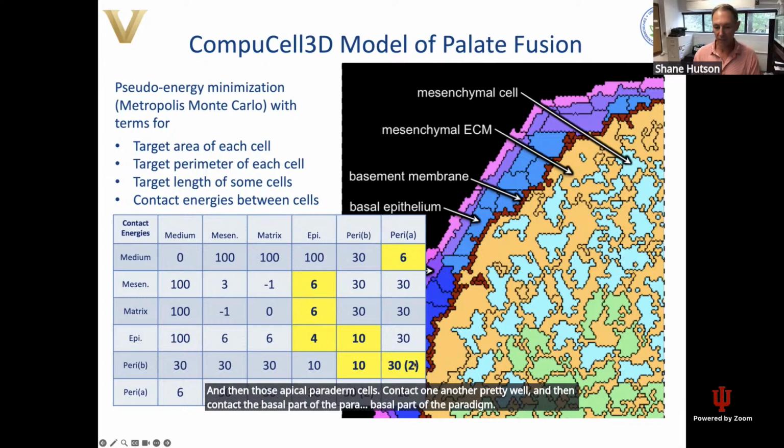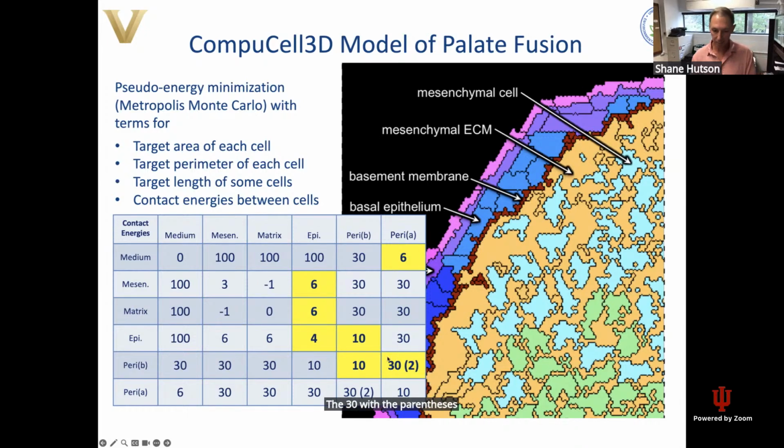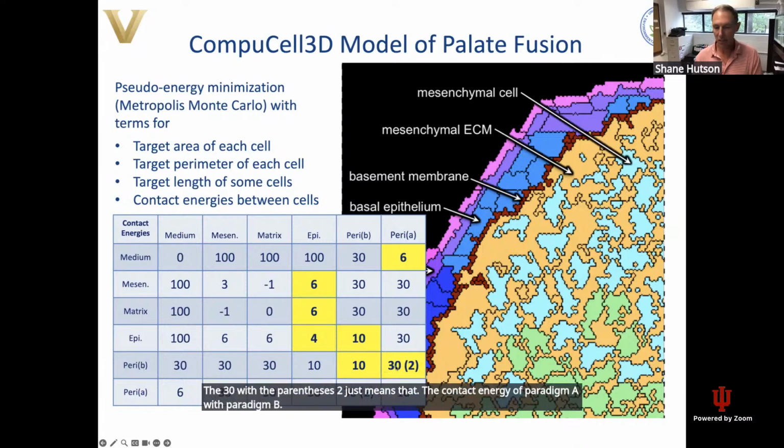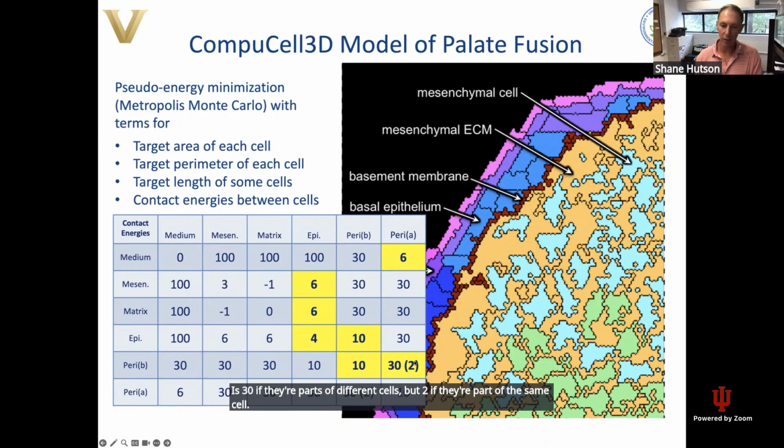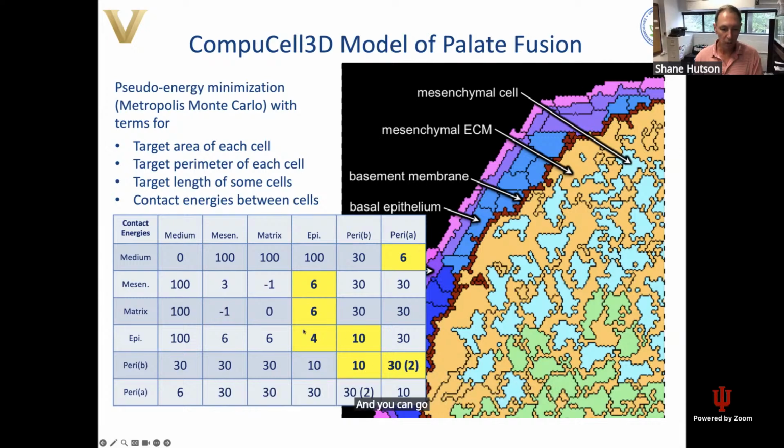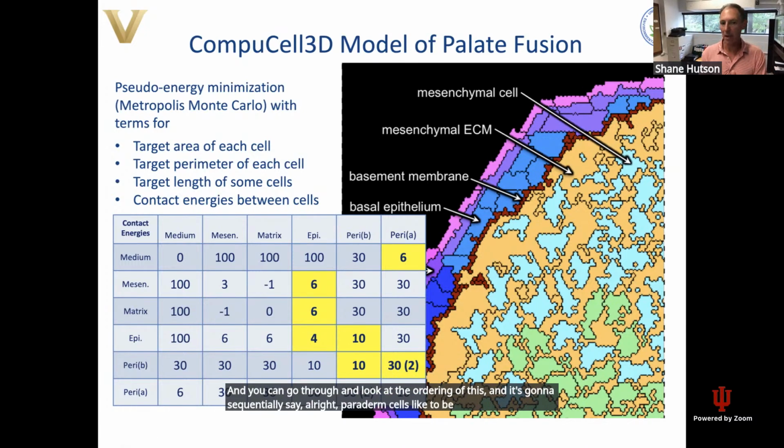The 30 with the parentheses 2 just means that the contact energy of periderm A with periderm B is 30 if they're parts of different cells, but 2 if they're part of the same cell. So the same cell sticks together really well, because it has a low, energy-favorable contact for those two. And you can go through and look at the ordering of this, and it's going to sequentially say, periderm cells like to be in contact with basal epithelium. Basal epithelium likes to be in contact with basement membrane, and then the basement membrane is in contact with the matrix underneath. So it's the hierarchy of energies that you can really think about specifying the behavior of cells in the model.